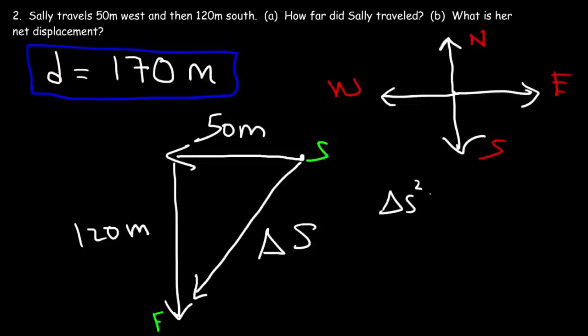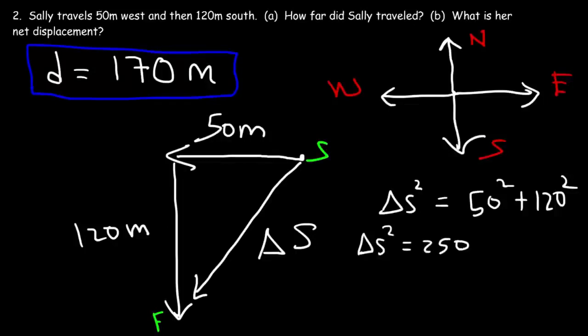So delta S squared is going to be a squared plus b squared, or 50 squared plus 120 squared. So 50 squared, that's 50 times 50, that's 2,500. And 120 times 120 is 14,400. So if we add these two numbers, this is going to give us 16,900. So now let's take the square root of both sides.